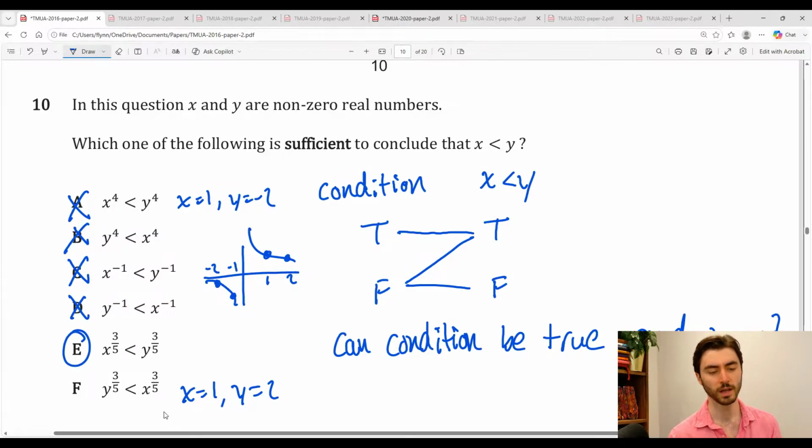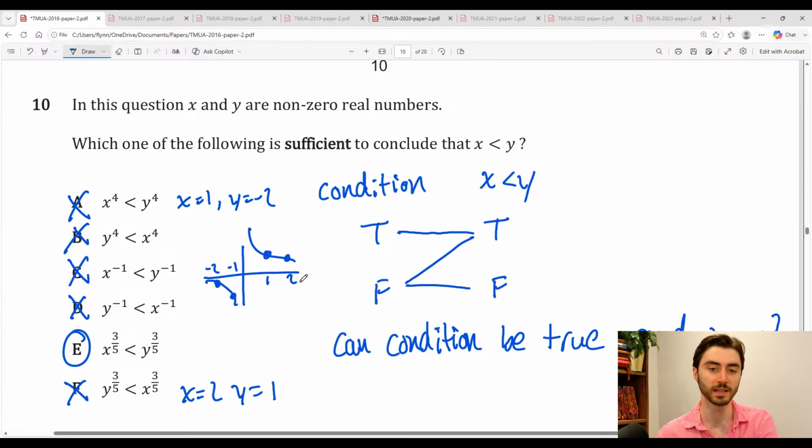So I think it's this one, because I think here, if this one's bigger, then I think that means that y is bigger than x. So, in other words, let me flip this around. If x is equal to 2 and y is equal to 1, that's what I should have done, then the condition is true and x is bigger than y. So it can't be that one. And that's why the answer is E.